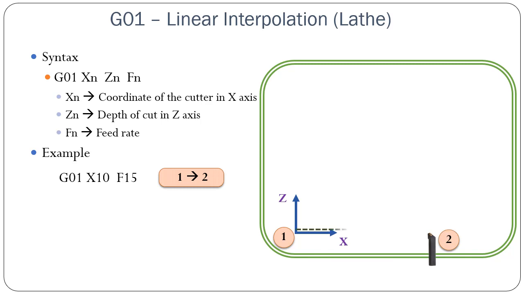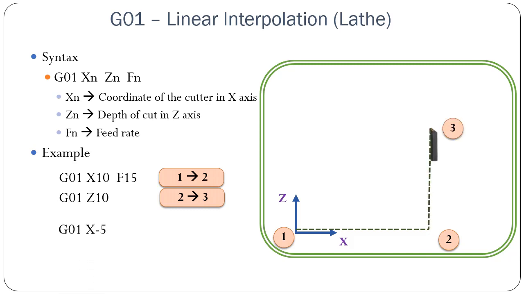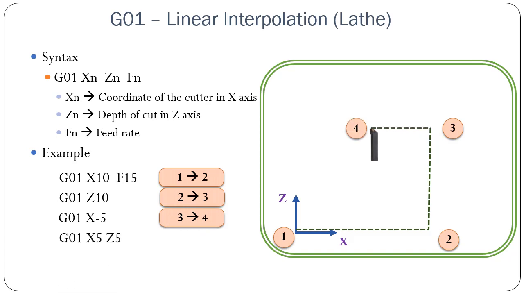The movement is shown. For code G01 Z10, the tool will move only in the Z direction, from position 2 to position 3. For G01 X-5, the tool will move in the negative X-axis, from position 3 to position 4. For G01 X5 Z5, the tool will move simultaneously in X and Z direction, from position 4 to position 5. Note: the entered program is based on the relative coordinate system.